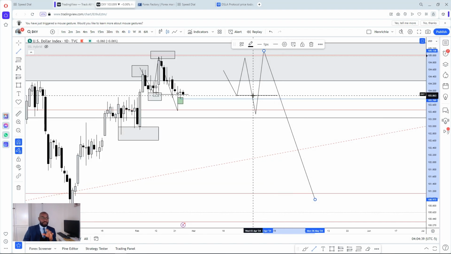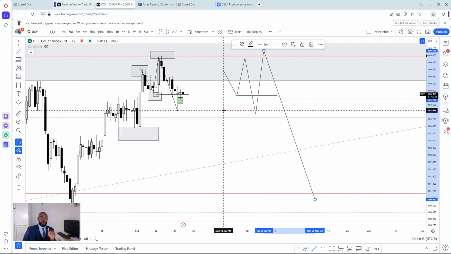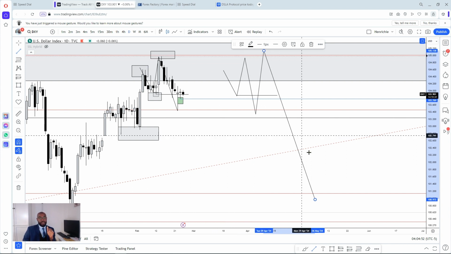So this is basically what I'm anticipating to see in the marketplace. I'm anticipating to see a run on buy side liquidity. If we're going to be bearish, I want to see a run on buy side liquidity before a run on sell side liquidity, resting right here.